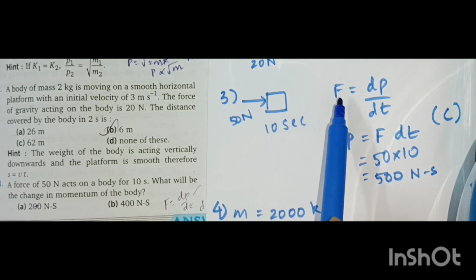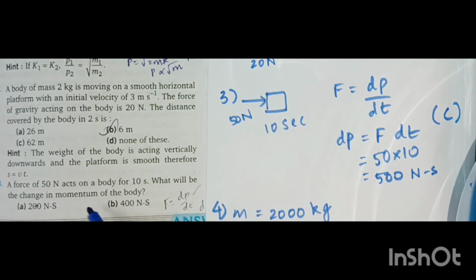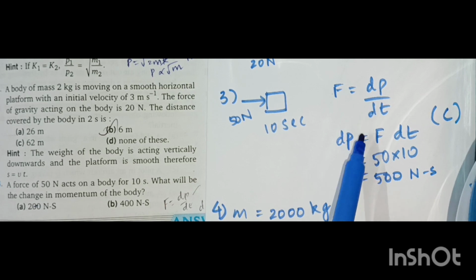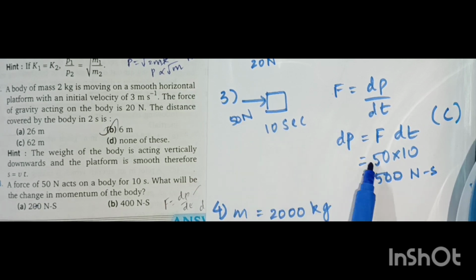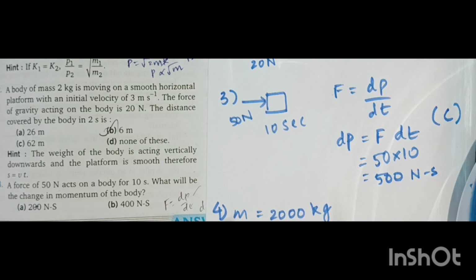So it is simple. We know force is equals to rate of change of momentum, that is dp by dt. So they are asking us change in momentum, that is dp is being asked. So dp is equals to F into dt. So what is the F? That is 50 Newton. What is the time asked for? 10. So it is 500 Newton seconds.